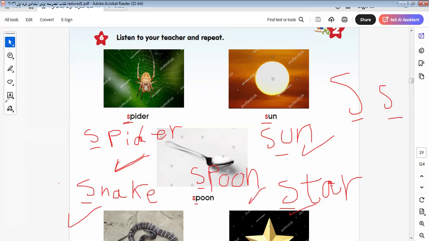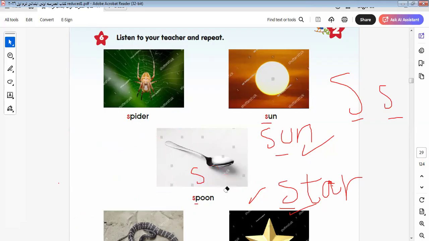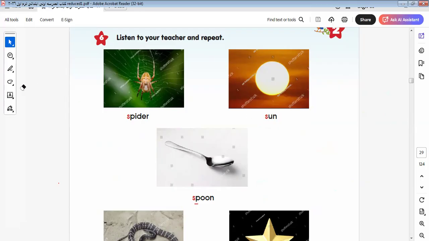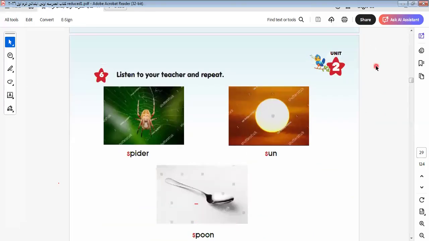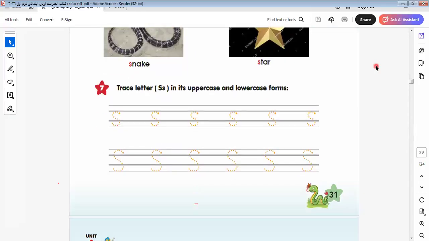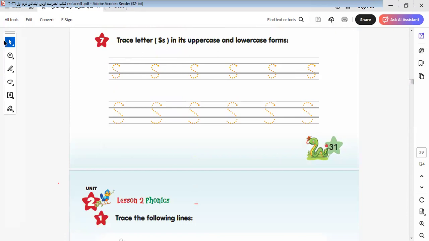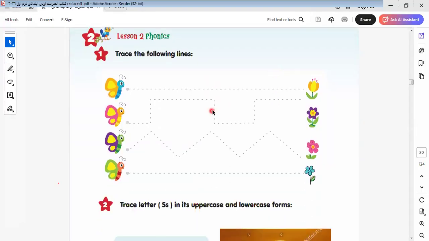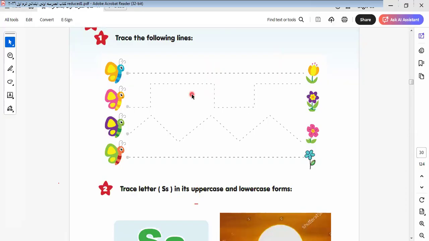Okay. I would like you to have a paper and pencil and write the words that we learned during the video, because it's important to keep the vocab. Here is capital S and small s. Now we learn how to write capital S. This is small s, and this is capital S. I will leave the link of the book below the video to download it and trace this letter.